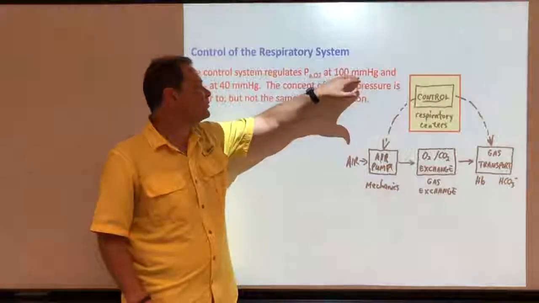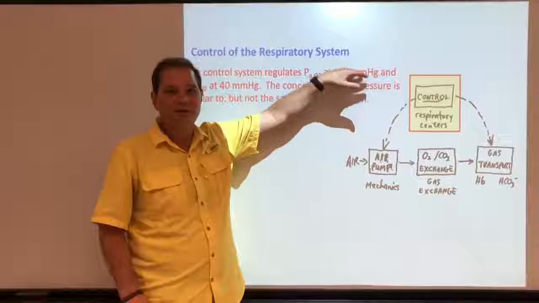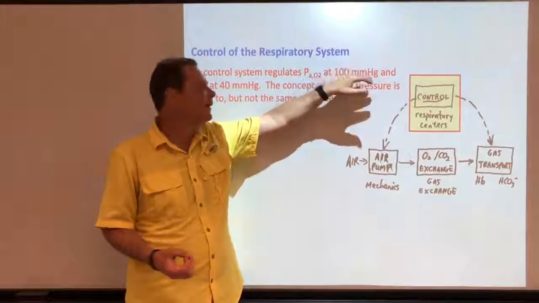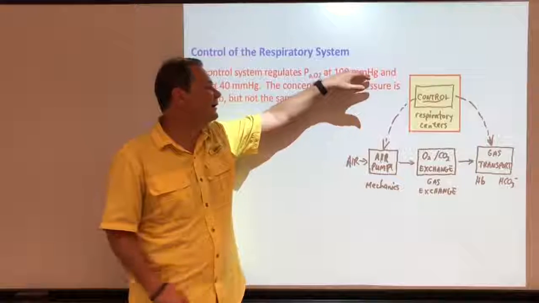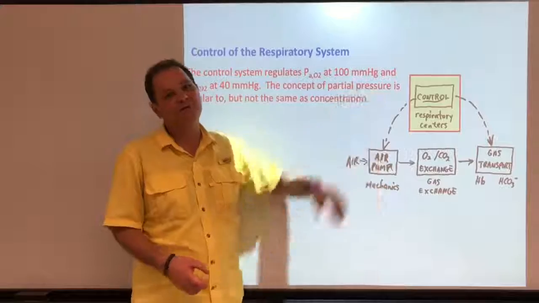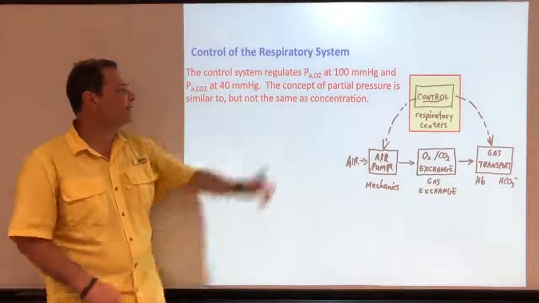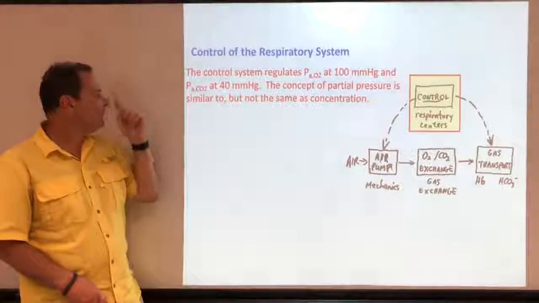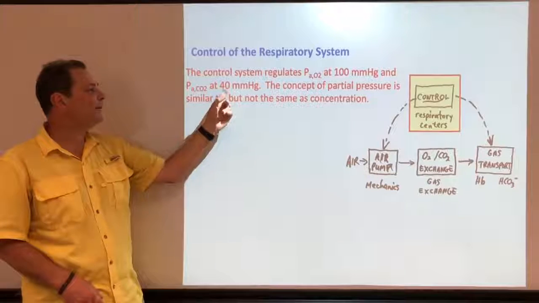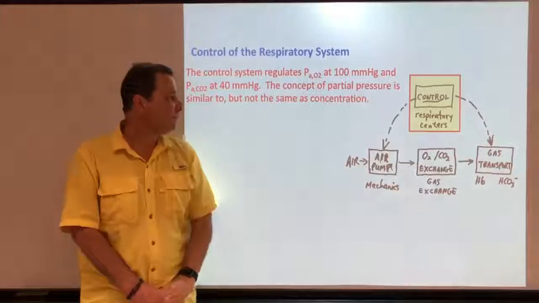If the partial pressure is higher than 100, that means the concentration of oxygen dissolved in the plasma is higher. If the partial pressure is lower, that means there's less oxygen dissolved in the blood. Optimally you want this to be at about 100. And you optimally want the arterial carbon dioxide to be at a partial pressure of about 40, okay?